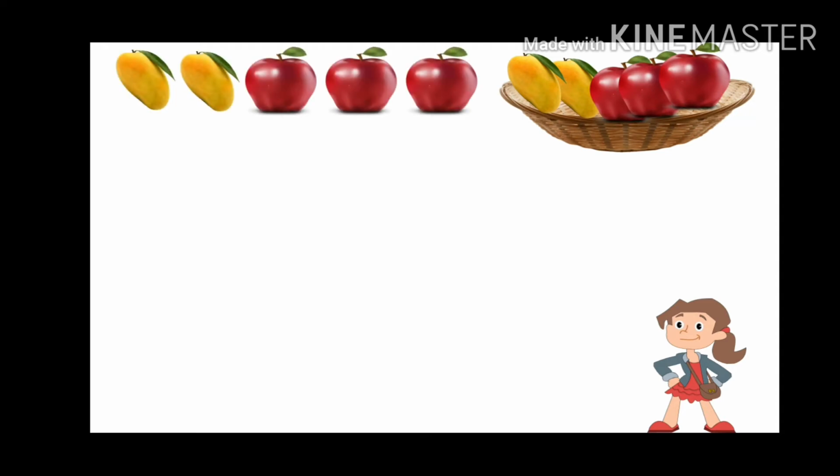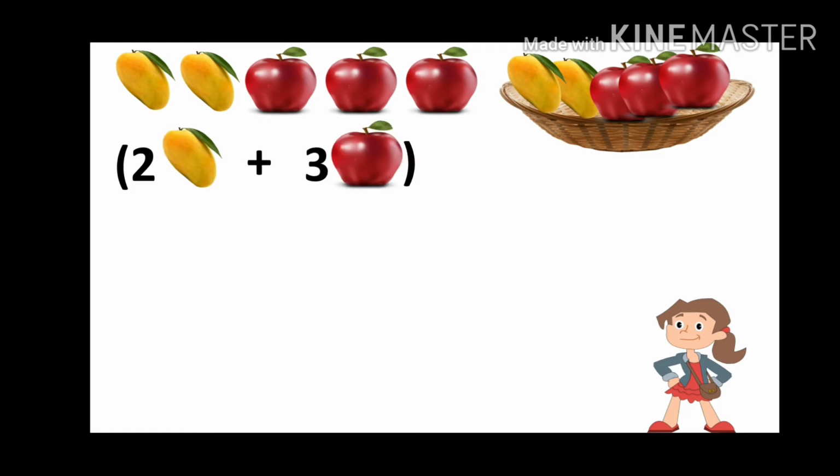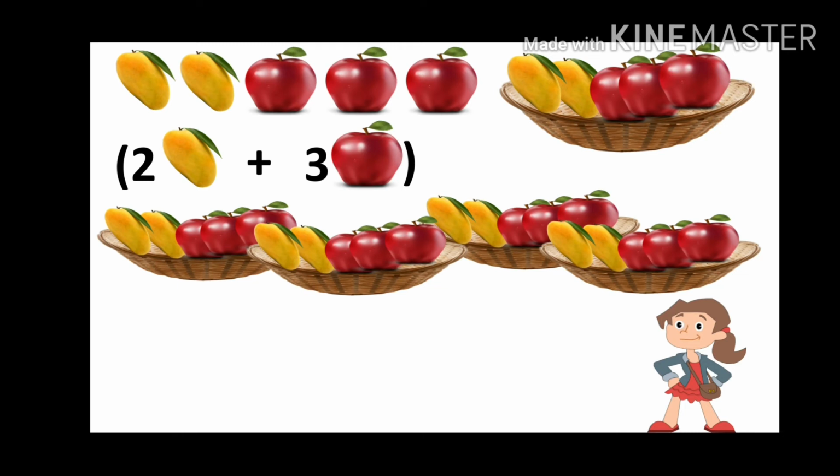So, what Jenny did, she took a basket and counted the number of fruits in each basket. So in each basket, she could find 2 mangoes and 3 apples. So in that basket, there were 2 mangoes and 3 apples. So there were 4 baskets.